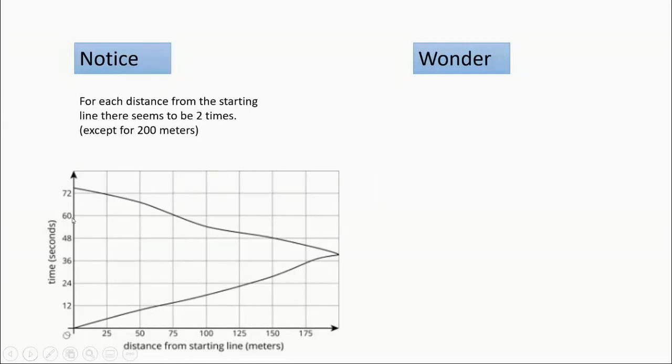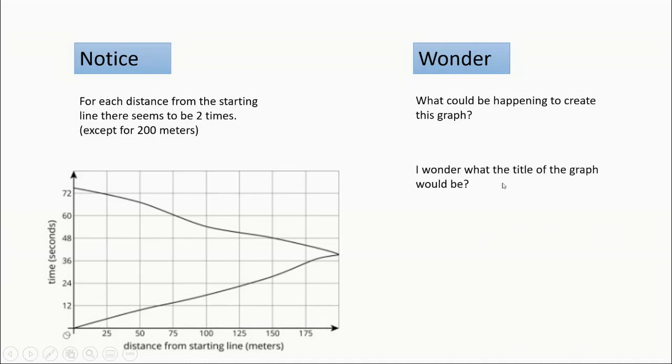We also notice that for each distance from the starting line, there seem to be two times except for 200 meters. And what else do we wonder? Well, we wonder what could be happening to create this graph. Also, I wonder what the title of this graph would be. Interesting. Hopefully you came up with some good notices and wonders to share with your teachers. All right, moving right along.